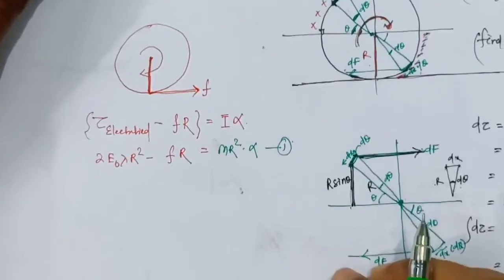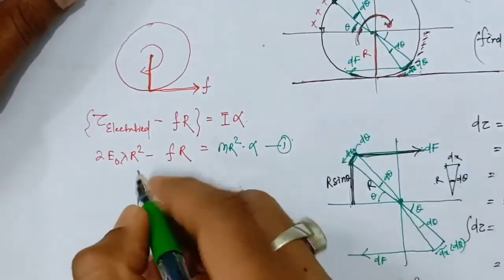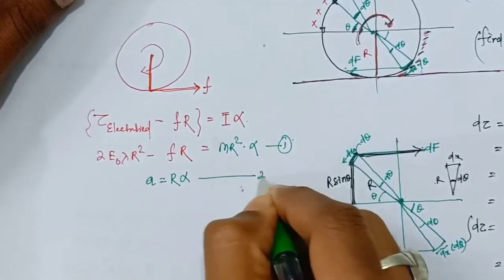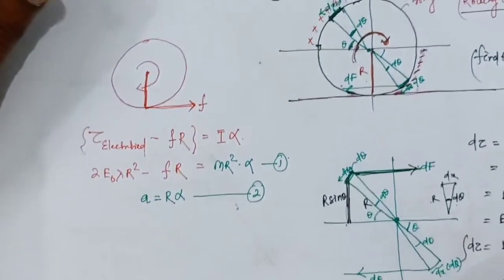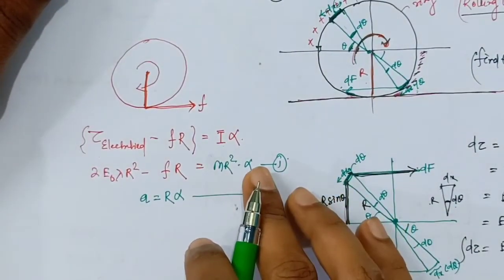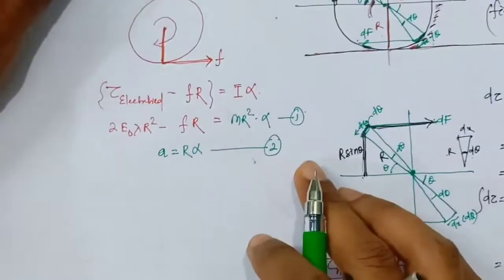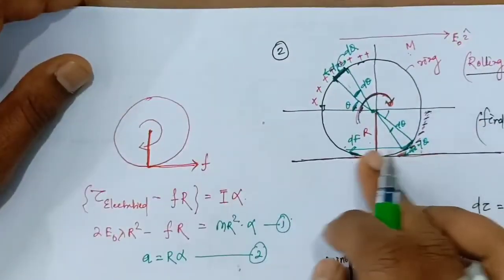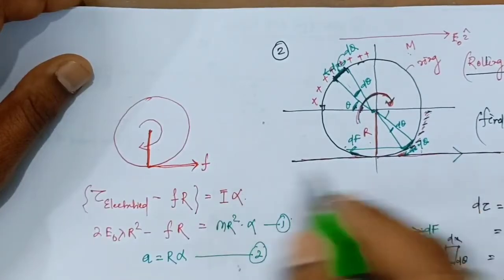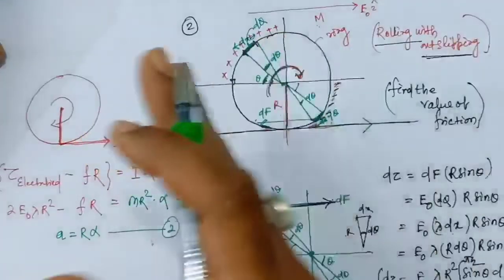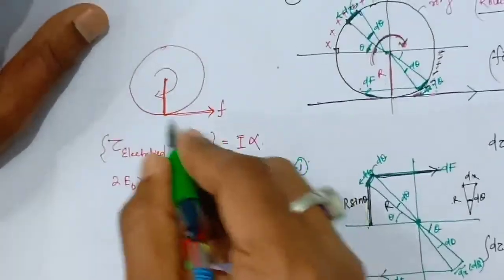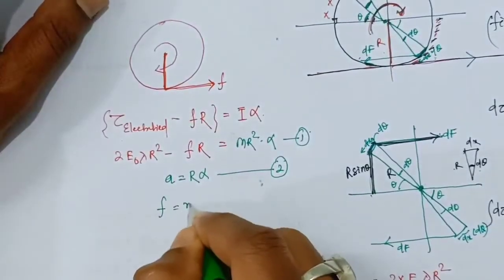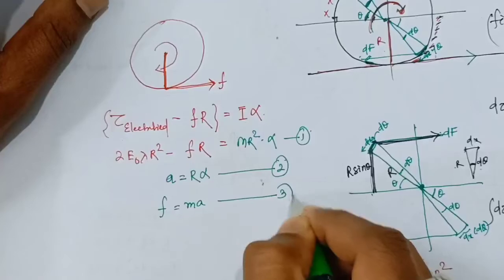And I already said pure rolling is happening. So I can use the equation a equals r alpha. This is the second equation. And one more equation I have to use here, the translational equation. Very carefully, in the translational equation only the friction gives rise to the translation. So F equals m a. Only friction acts in this direction. So F equals m a. These are the three equations.